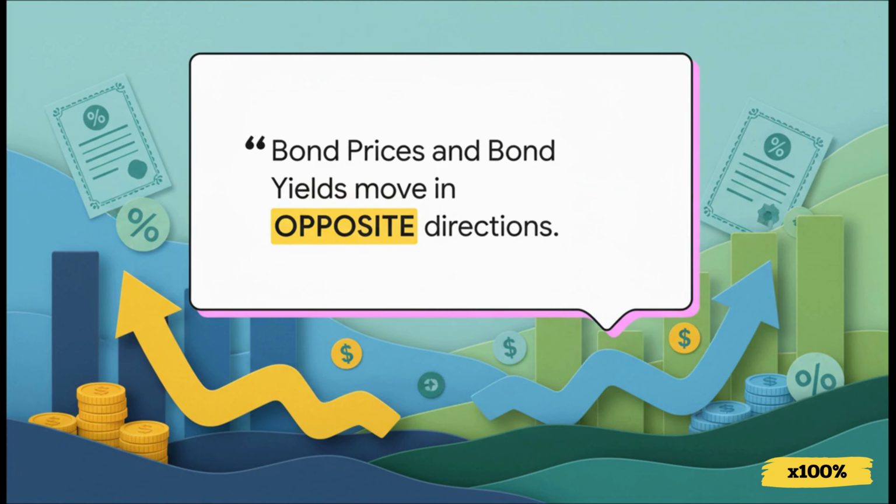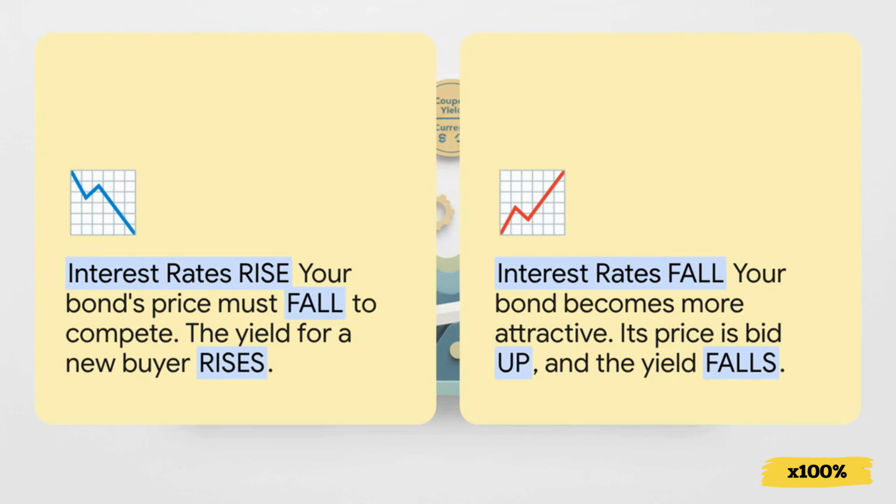This isn't just some random rule. It is the fundamental force that moves the entire multi-trillion-dollar bond market. You burn this into your brain, and you'll immediately understand why news about interest rates sends bond prices flying all over the place. So how does this whole seesaw thing actually play out in the real world?